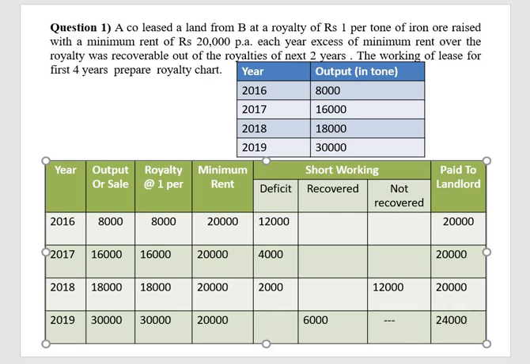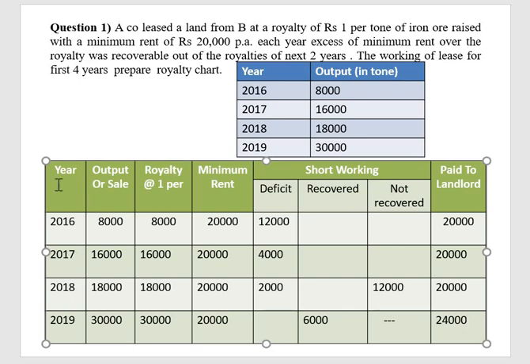24,000 given to landlord. So this is a way of preparation of the royalty chart. All the year information and input rate will be given. These will all be similar, and the minimum rent will also be given in the problem. As per the minimum rent, we have to insert it. But where is the technique? The technique is: deficit, recovered, not recovered, and payment to the landlord.